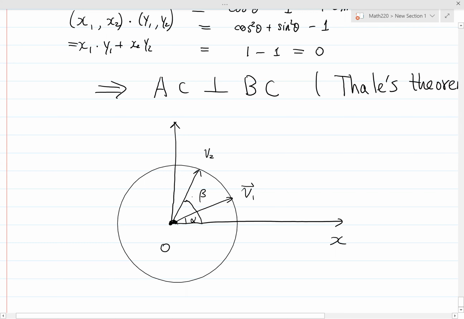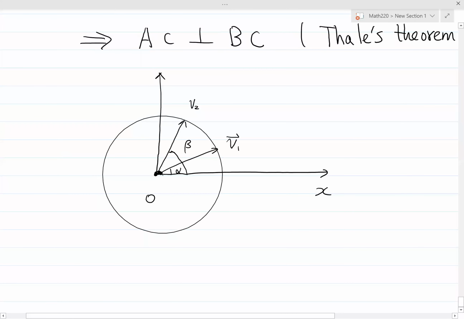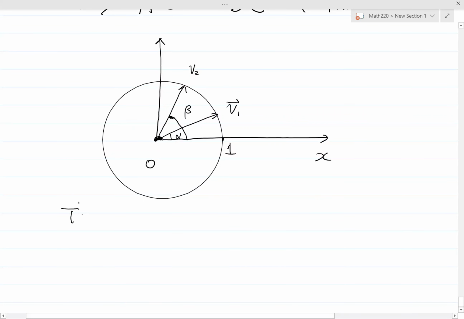Now, first question, what's the angle between v1 and v2? Beta minus alpha. Beta minus alpha, correct. So the angle between v1 and v2 is beta minus alpha.